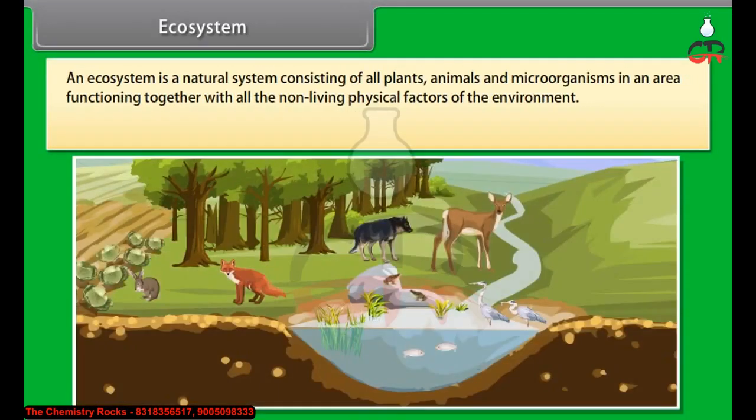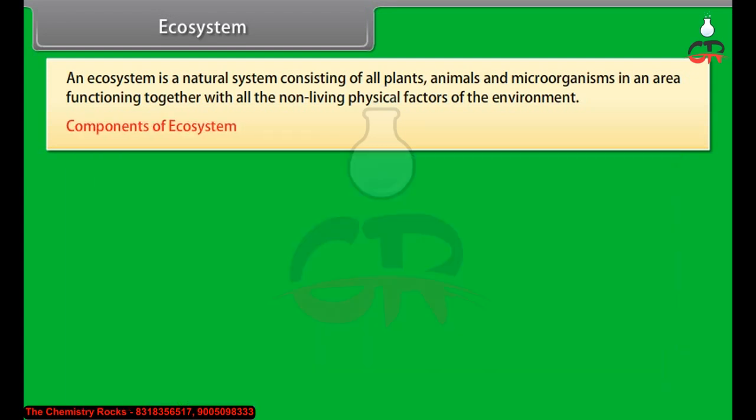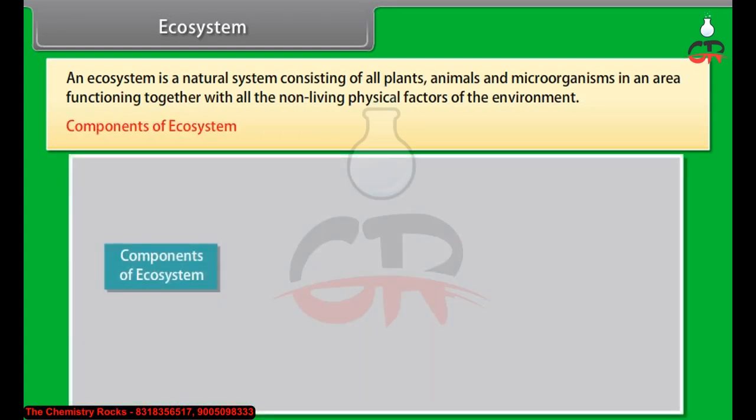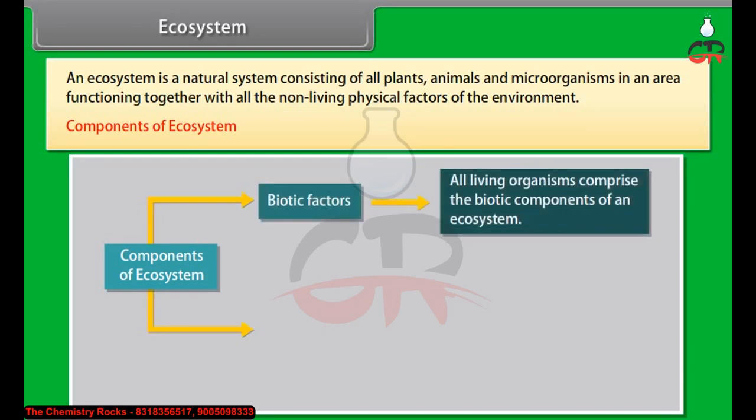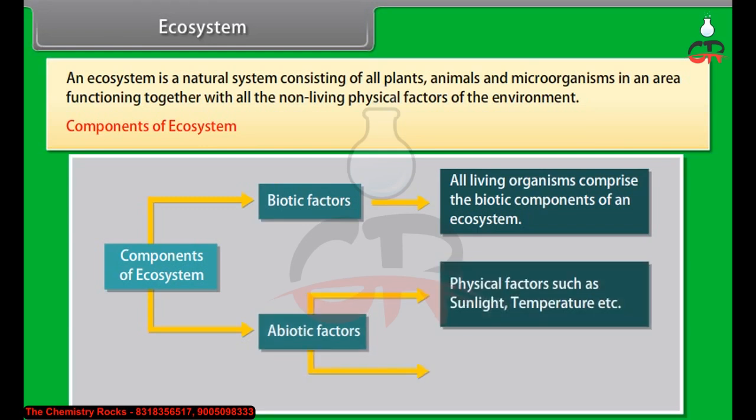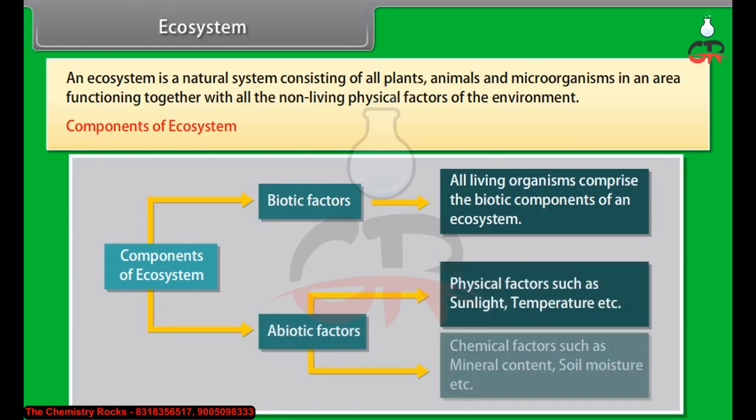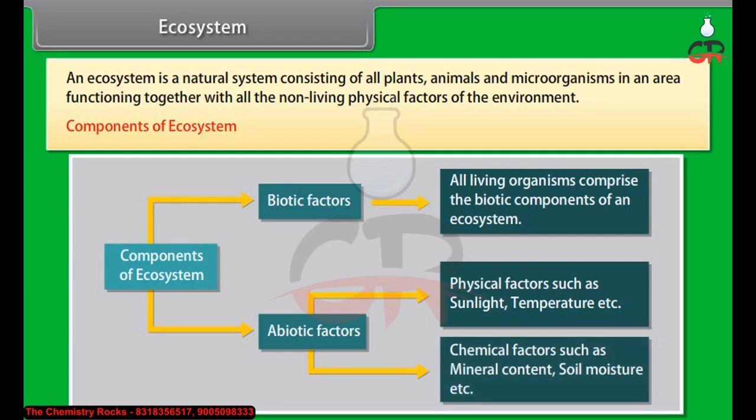Ecosystem. An ecosystem is a natural system consisting of all plants, animals and microorganisms in an area functioning together with all the non-living physical factors of the environment. Components of ecosystem. Ecosystem comprises the following two components. 1. Biotic factors including all living organisms. 2. Abiotic factors that include physical factors such as sunlight, temperature, chemical factors such as mineral content, soil moisture, etc.